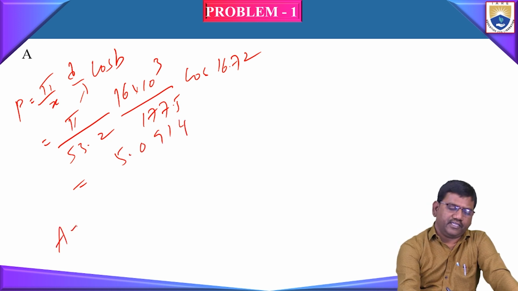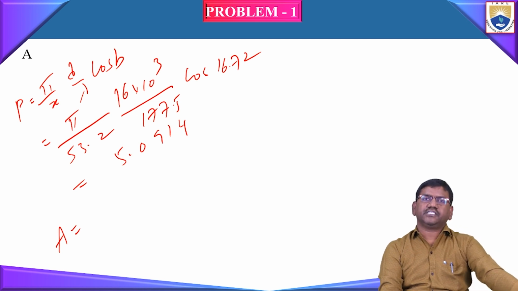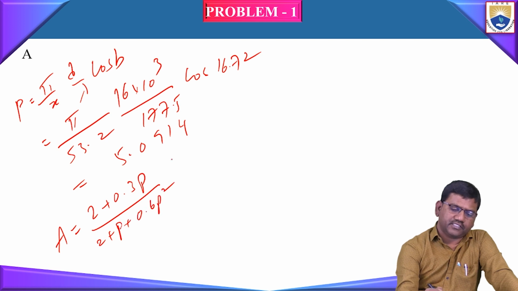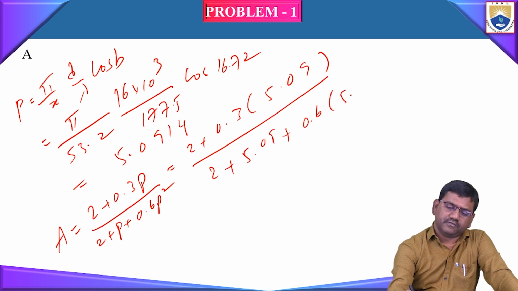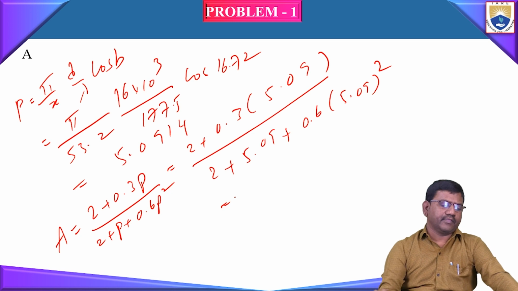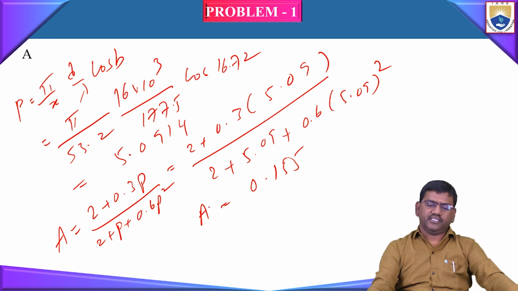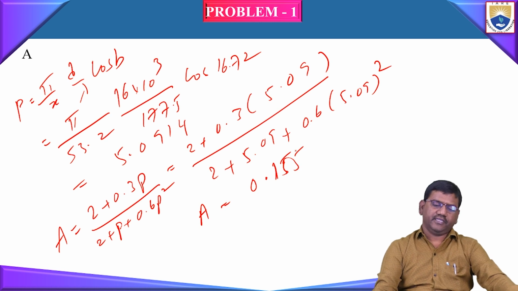Now we need to find out the value of A based upon the value of p. Why? Because p is interrelated to the value of A. A stands for attenuation, which is (2 plus 0.3p) by (2 plus p plus 0.6 p square). So 2 plus 0.3 into 5.09 divided by 2 plus 5.09 plus 0.6 into 5.09 whole square. If you simplify this, you will get the value of A as 0.155.